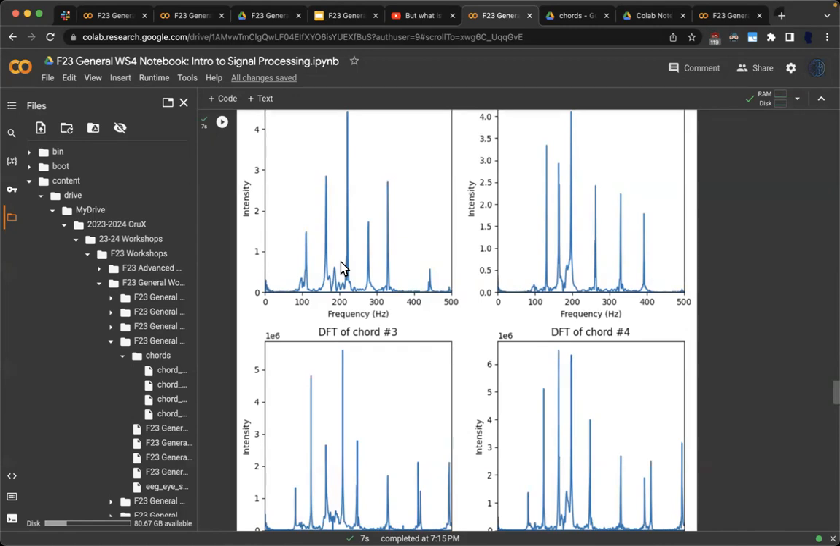Does anyone still need help getting to this point? Mark, can you help the people over there? Okay, sorry guys, I know there are some technical issues. That's a good point.